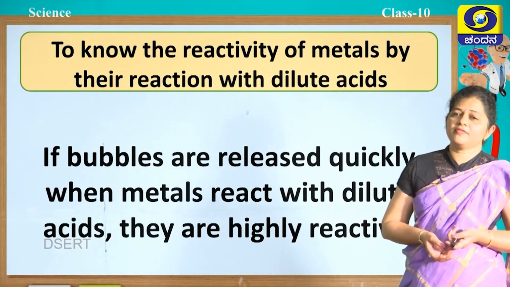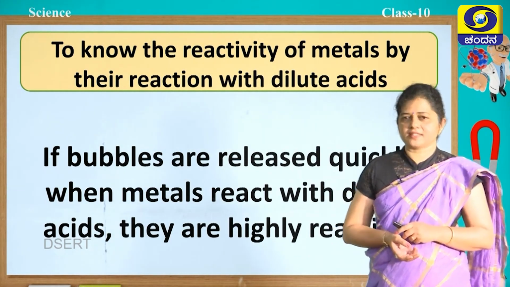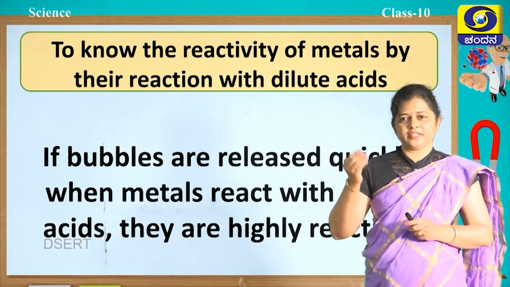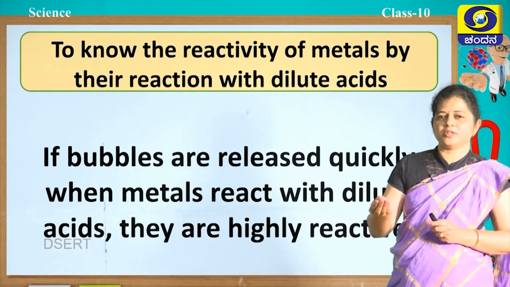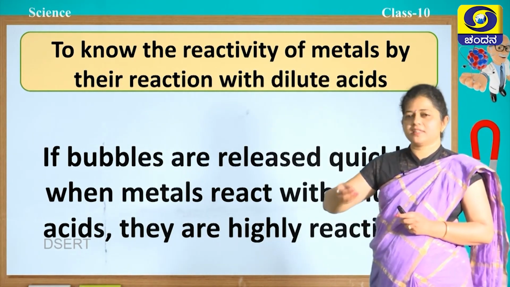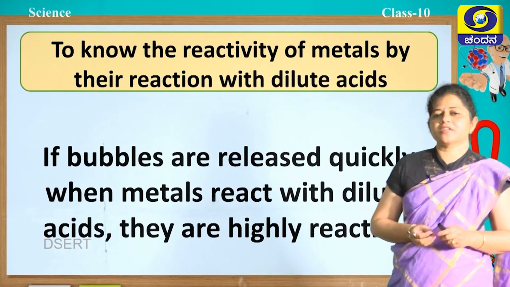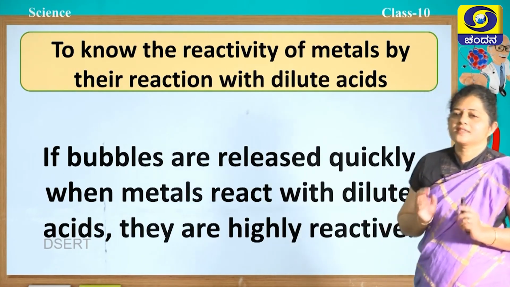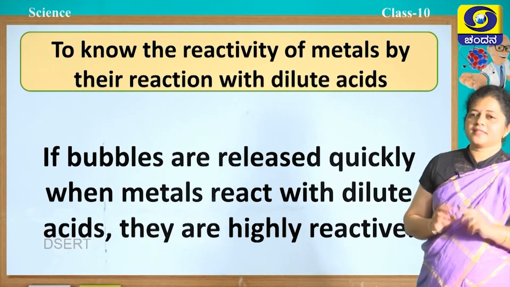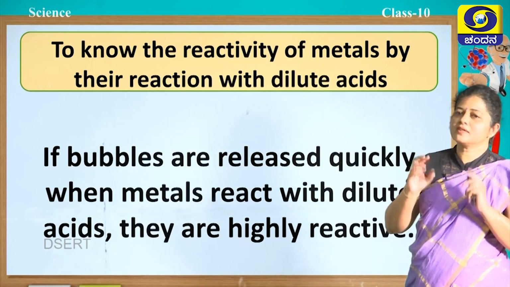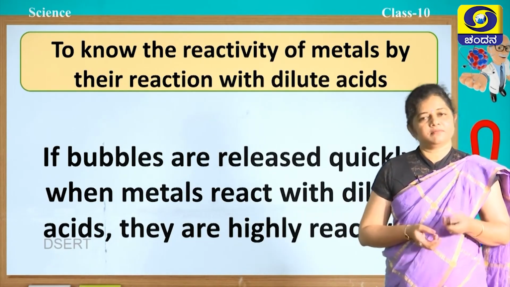Now, let us see how we can decide the reactivity of metals by their reaction with dilute acids. Whenever a metal reacts with an acid, you know that hydrogen gas is evolved. When the hydrogen gas is evolved, you see that it is coming out as bubbles. If the bubbles are released quickly when the metals react with dilute acids, then the metals are highly reactive.